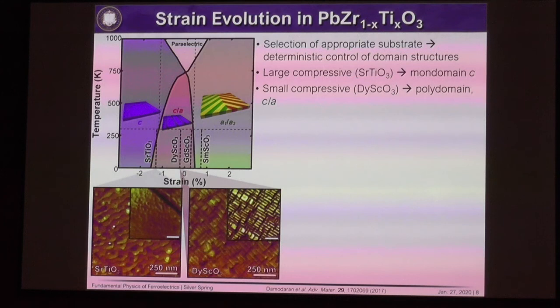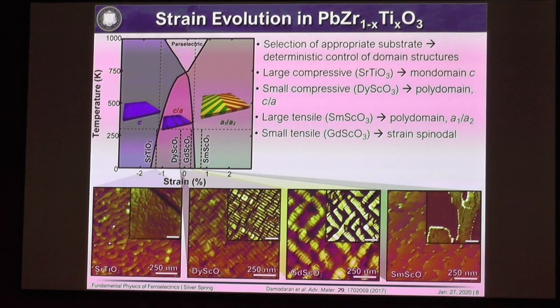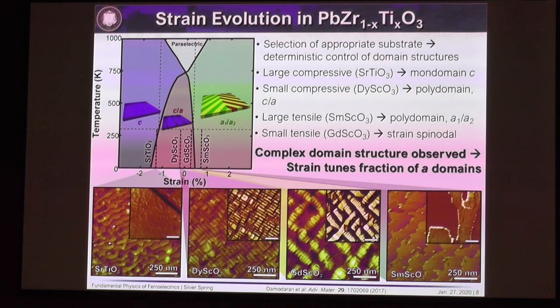If I start to reduce that compressive strain here into this middle, I get mixtures of C and A, so out-of-plane and in-plane polarized domain structures. If I move on to the tensile strain side, I can have purely in-plane oriented, so A1, A2 kinds of structures. And actually, in the middle between them, you can have a mixture of both CA and A1, A2. So you get this beautiful array of domain structures, a mixture of in-plane and out-of-plane domain variants in these systems. And so we have these very complex domain structures, which we can tune with strain, and it gives us a nice way to have quantifiable domain structures that could enable us to measure these sorts of effects.